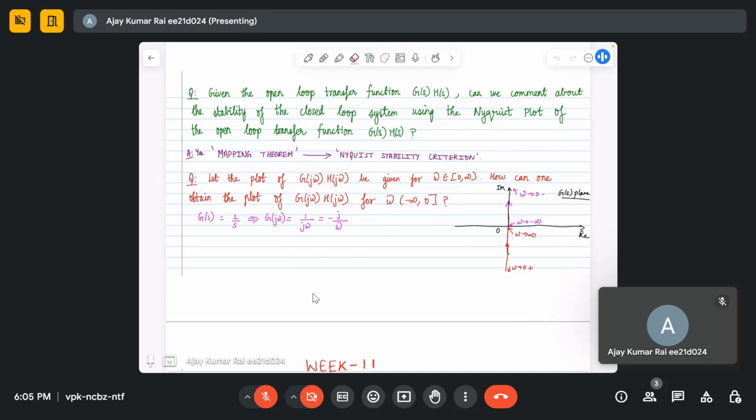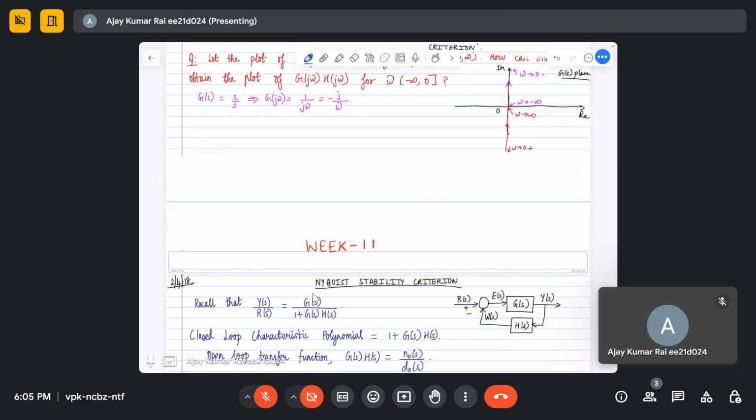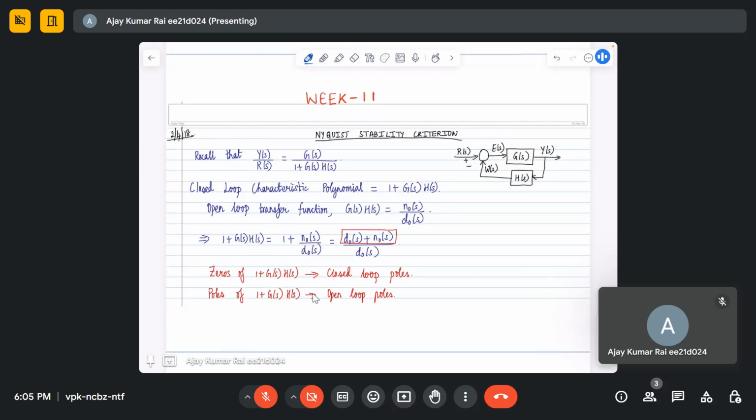So you can see from here, in this graph, the Nyquist plot for the positive frequency is the negative j omega axis. Correspondingly, for the negative frequencies, you can see the Nyquist plot is the plus j omega axis. This is very critical when we go into the stability analysis using the Nyquist plot. So in week 11, we have seen the Nyquist plot.